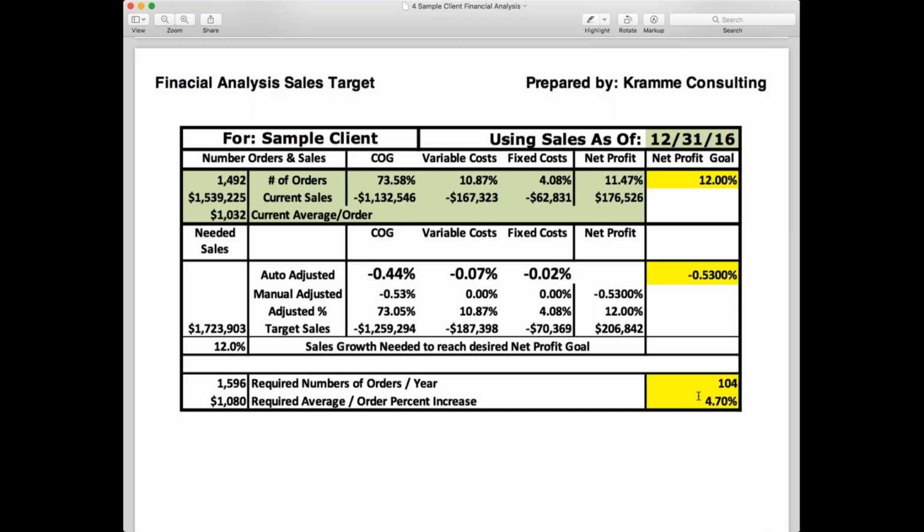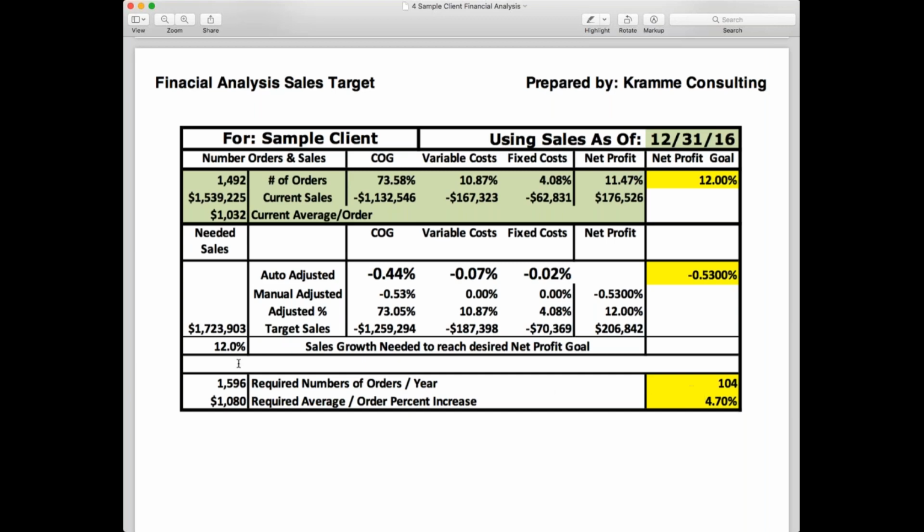Then down at the bottom, the client said, I think it's reasonable for us to strive to have 2 additional orders per week, I'm sorry, so a total of 104 orders. And based on some of their historical growth in the average ticket value, they felt it was reasonable to strive for a 4.7% increase in the average ticket value.